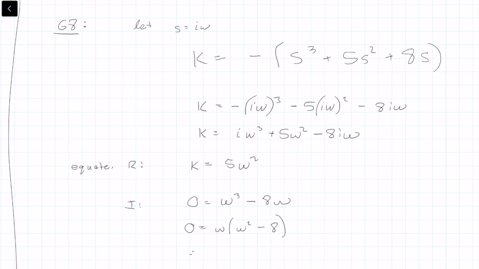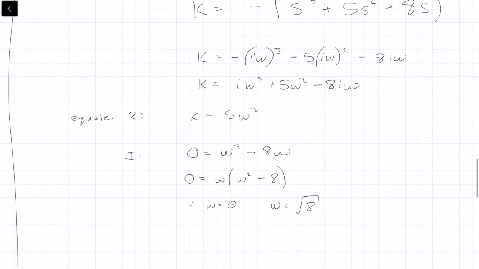Therefore, omega equals 0, which we don't care about, or omega equals, we only care about the positive value, so we're going to say the square root of 8. Obviously, it is plus or minus omega, but we deal with that when we're plotting. So square root of 8, and if we plug that into this equation right here, we can say that K equals 5 times the square root of 8 squared, which is just 5 times 8, which is equal to 40.